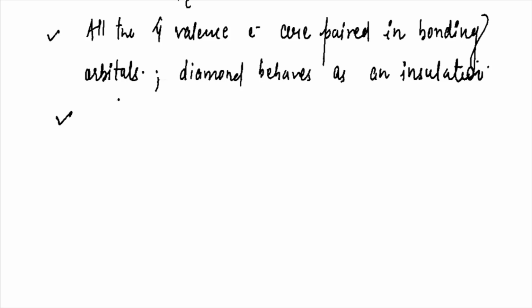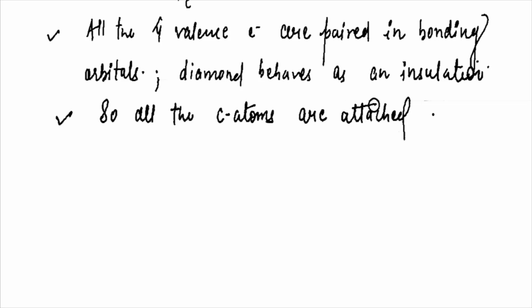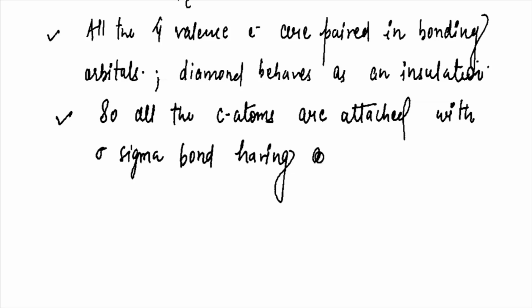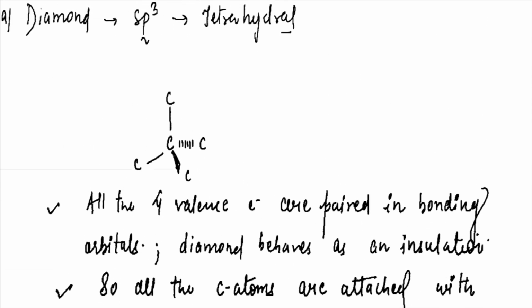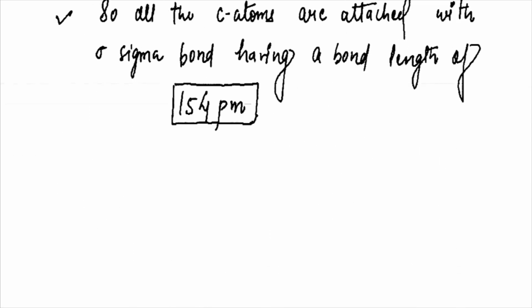Now, there is something that we need to know about diamond. All the carbon atoms are attached with sigma bonds, not pi bonds, having a bond length of somewhere around 154 picometers. Let me just write it down here. So here all the carbon atoms are attached with sigma bonds having a bond length of 154 picometers. So this is the bond length that we get in a diamond structure.